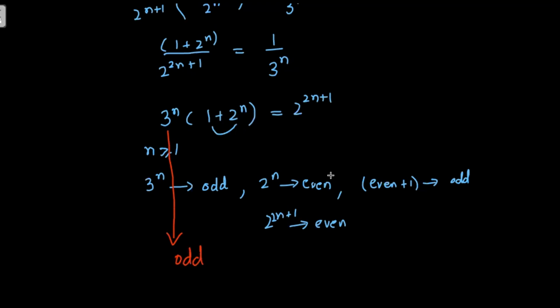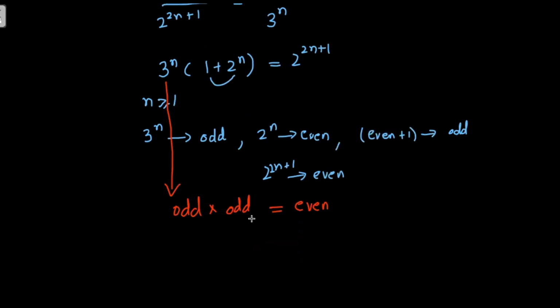and 1 plus 2 power n will also be an odd value. You can see here even plus 1 is odd, and that 2 power (2n plus 1) is an even value. When you multiply odd by odd, the result is odd. Now the result will be odd. Here, you see, this is the even value. Now it is not possible. When you multiply odd, the answer is even.